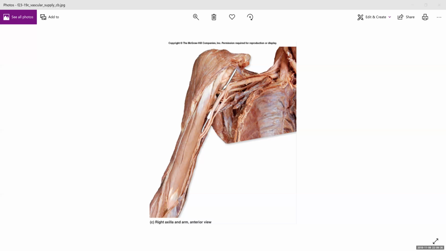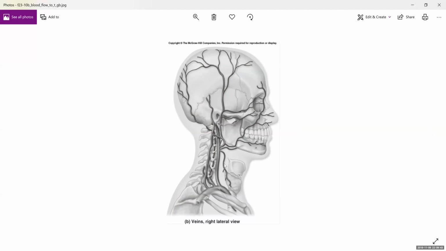All right. Okay. Name this vein. Internal jugular vein. Name this one. External jugular vein. The sternocleidomastoid muscle passes right between them here.